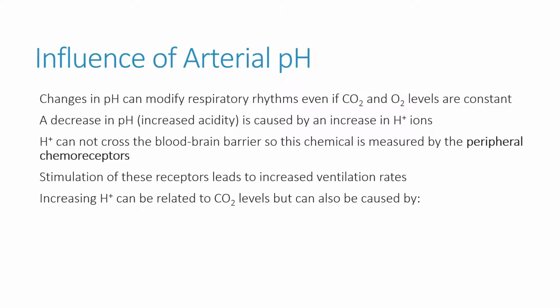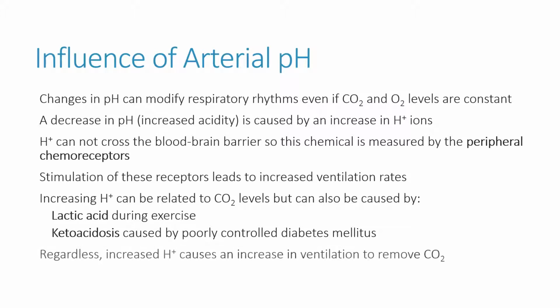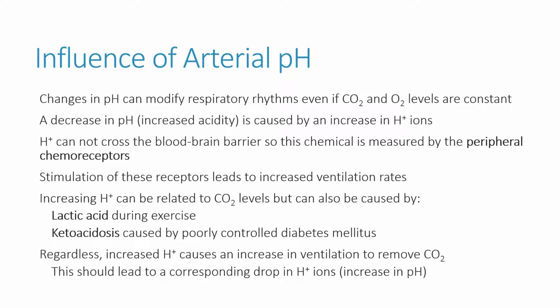Increasing hydrogen ions can be related to carbon dioxide levels, but can also be caused by an accumulation of lactic acid during exercise, or ketoacidosis that can be caused by poorly controlled diabetes mellitus. Regardless, the increase in H plus ions causes an increase in ventilation to remove carbon dioxide from the blood. This removal of carbon dioxide should shift the chemical equation over to reduce the production of H plus ions. Because we're reducing those H plus ions, the blood should become less acidic.